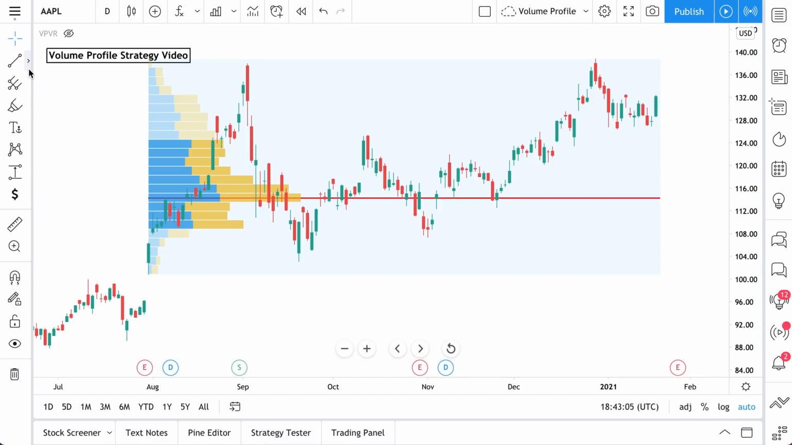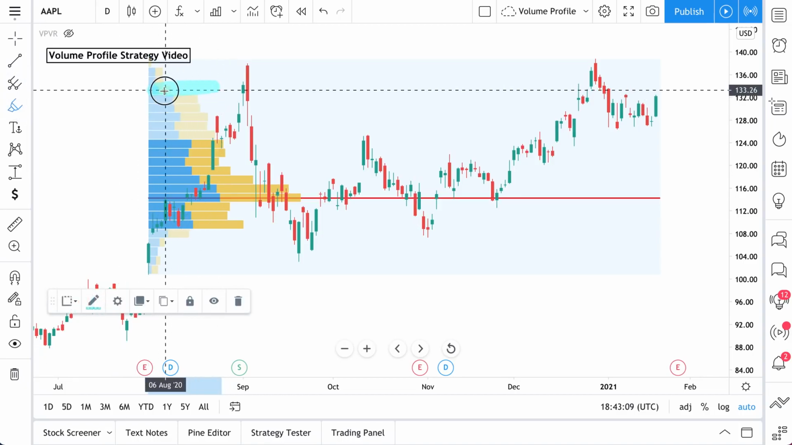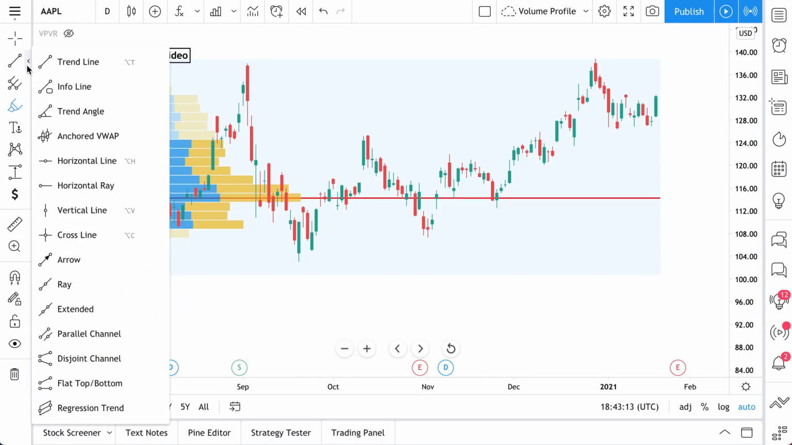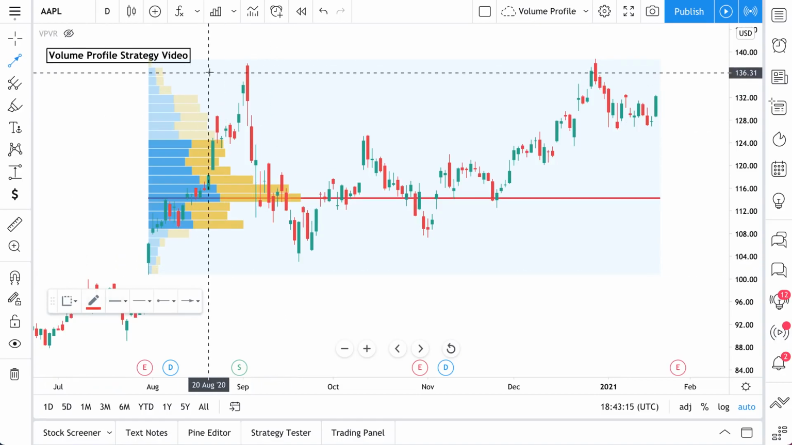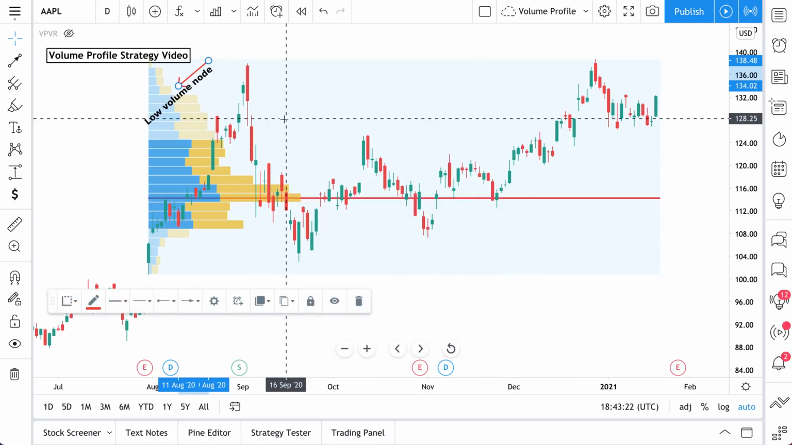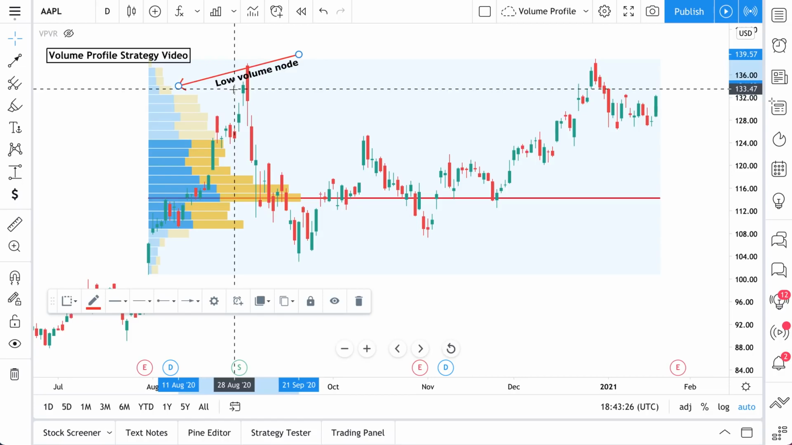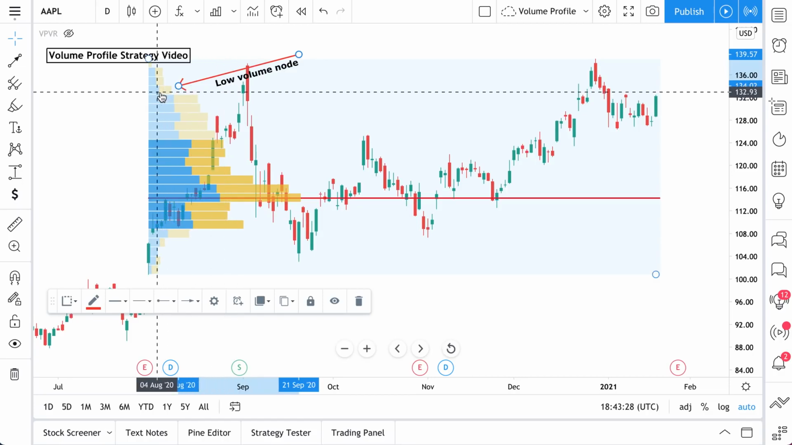Well, what's rather interesting, if you look, is you can see that volume has over this time period gotten very thin at these levels. You might call this a low volume node. So we'll make an arrow here and look at this low volume node. And what this means is we're saying that at this price level of about $133 per share, volume seems to not increase much at all.